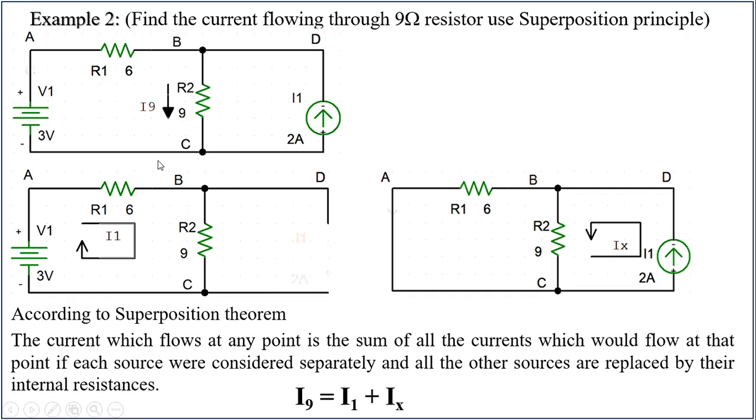Now, according to the superposition theorem, the current flowing from B to C is I1 by considering this source alone, and in the other circuit the current flowing from B to C will be Ix. In this it is I1 from B to C, in this it is Ix from B to C. So according to the superposition theorem, I9 is equal to I1 plus Ix.